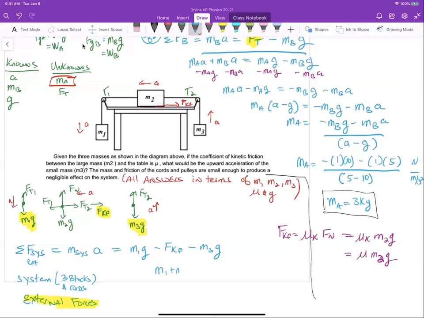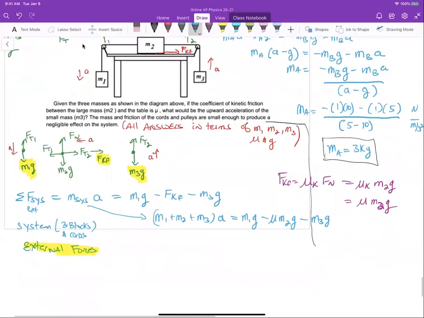Okay, so here we go. Mass 1 plus mass 2 plus mass 3, that is the total mass of the system, times acceleration is equal to M1G minus mu M2G minus M3G. I'm solving for A. A is equal to M1G minus mu M2G minus M3G divided by the total mass of the system. Now notice, there's the answer.